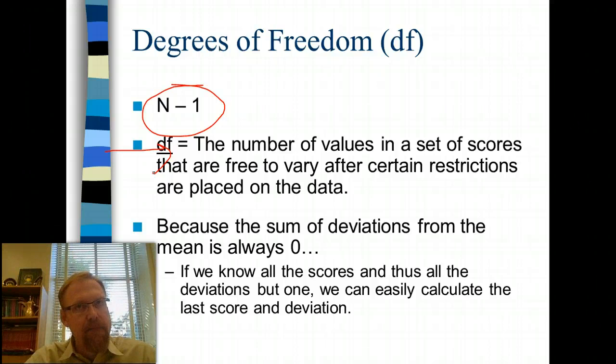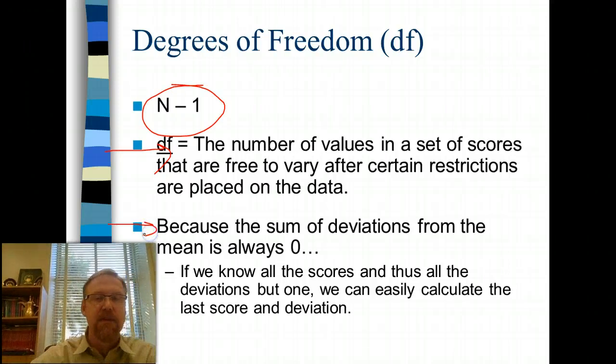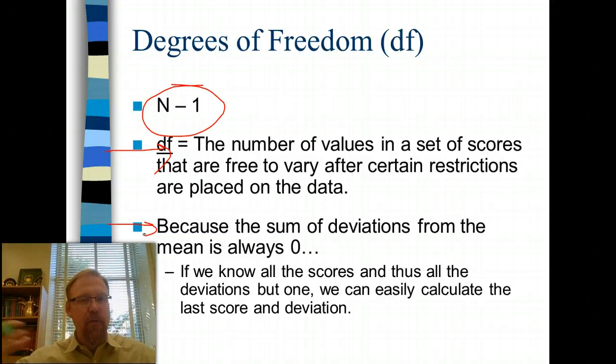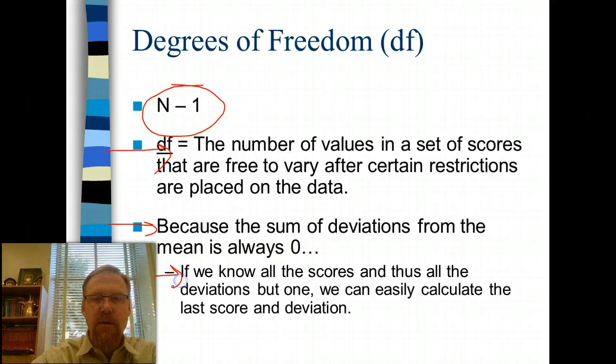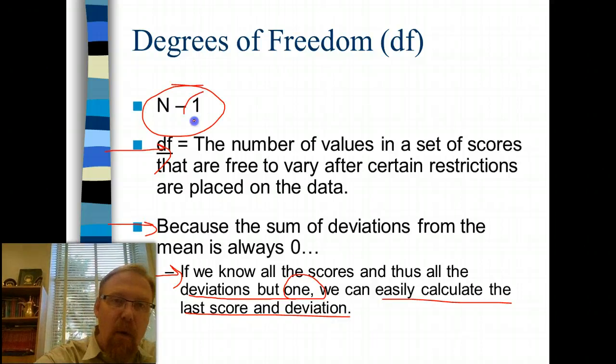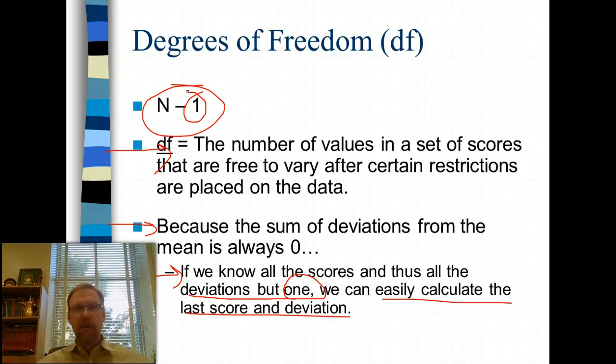Now, you'll remember that our deviations from the mean always add up. The sum of deviations from the mean always adds up to 0. That's why we square them when we're creating the sum of squares and then variance and then standard deviation. Because the sum of deviations from the mean is always 0, and you have to think with me a little bit, there's no freedom to vary because it always must add up to 0. If we know all the scores and thus all the deviations but 1, however, we can easily calculate the last score and the deviation. So we want to take 1 out of the mix. So there's a little bit of play left.